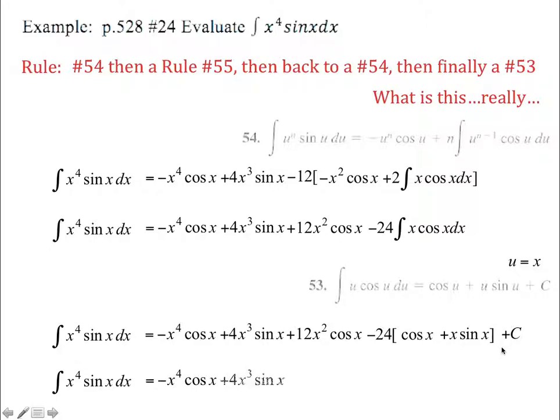And then I just distribute the 24 here. Yeah, that's what I do in that last step. So there's your answer for evaluating this question. The higher the power, the more times we have to bounce back and forth between rule 54 and 55 to start reducing those powers as we toggle between sine and cosine.